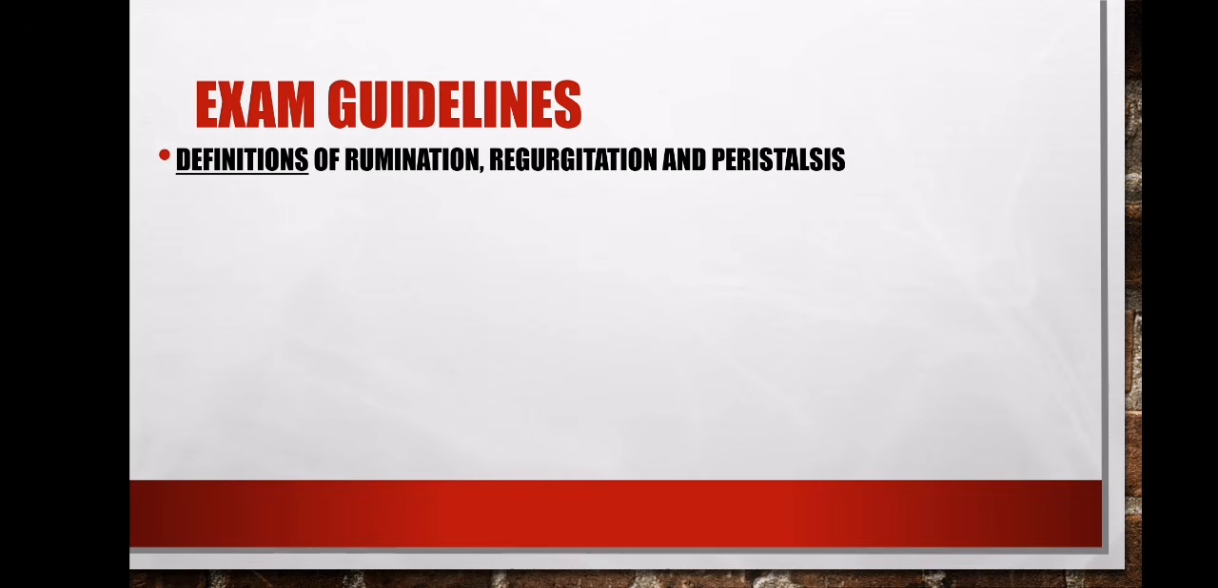The first thing, we must be able to define these three terms: rumination, regurgitation, and peristalsis. We can sometimes get these terms in section A, especially in 1.3 or else in 1.4, but mostly they are in 1.3. So we will look at the definitions of these three terms.